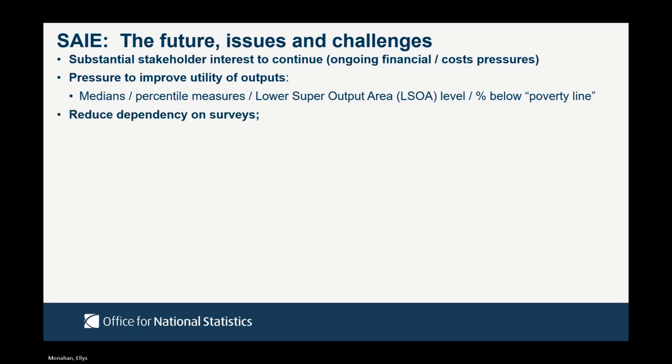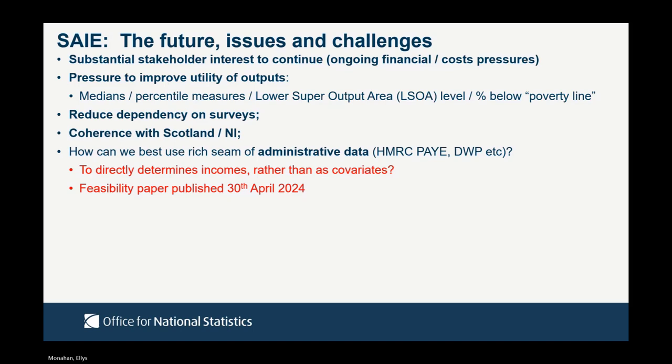Can we go down to LSOA, lower level? We want to reduce the dependency on surveys. Costs are going up. Response rates aren't always being maintained, although as best we can. Coherence with Scotland and Northern Ireland, how do we bring them into it? And then how do we best use this rich seam of ever-growing admin data, where we've got data down to the individual level? Can we bring that in? At the moment, we do it indirectly as covariates, but can we actually do it directly from those by aggregating them?